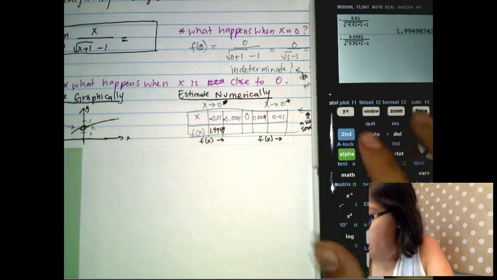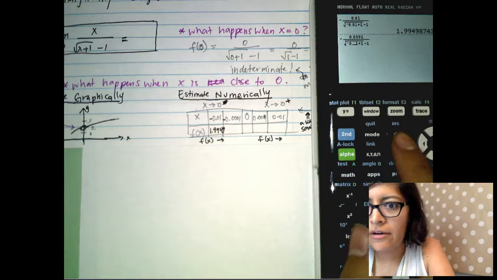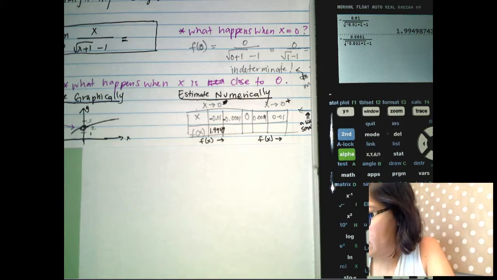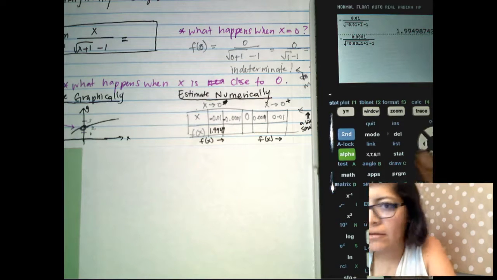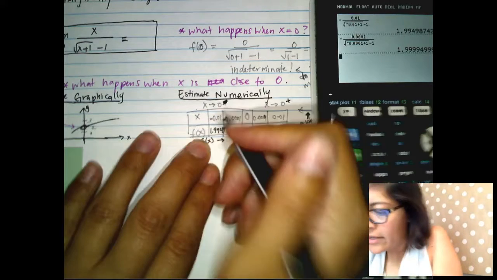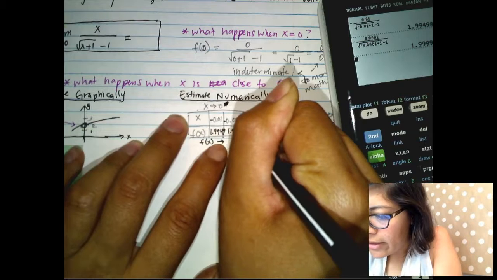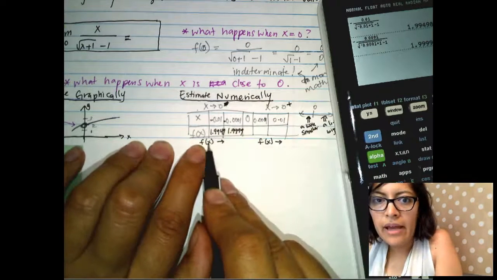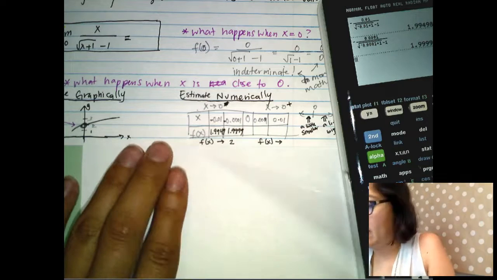And you can do this by inserting. I'm going to insert 2 zeros. So second, insert, and I'm going to type 2 zeros. It types it to the left of the number. And then I'm going to press enter again. This is 1.9999. So it seems like from this side, f of x is approaching 2, which is what we predicted graphically.